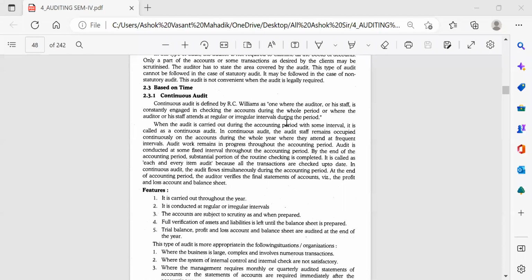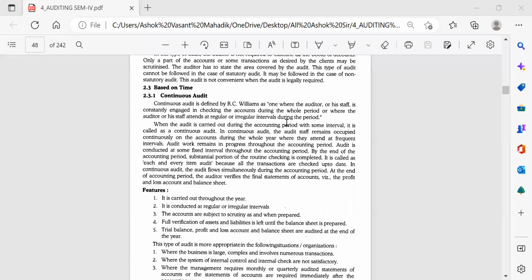Okay. Now, next type is based on time. Time is the deciding factor in case of these audits. In that, first is continuous audit. As the name suggests, continuous audit means the auditor or his team visits the client's place very regularly. There may be some frequent breaks in between, but the audit work is done throughout the year.